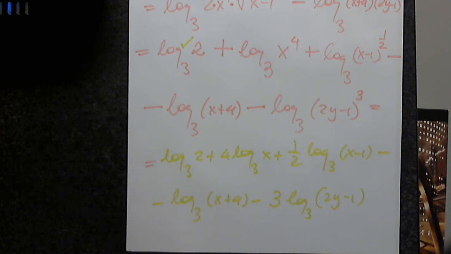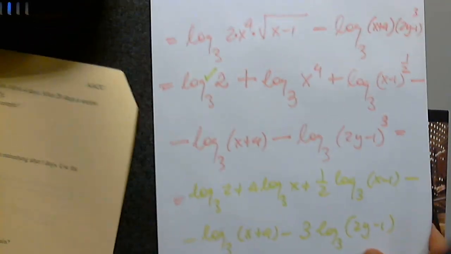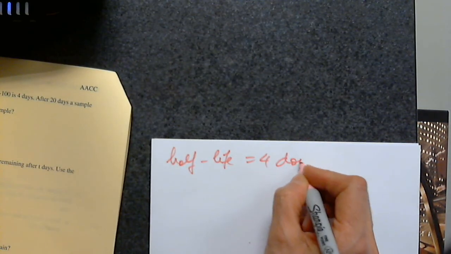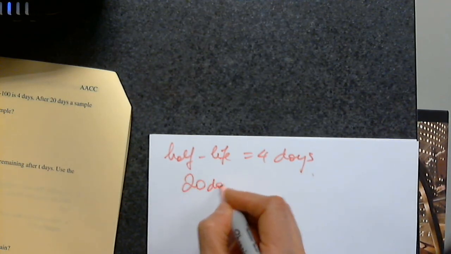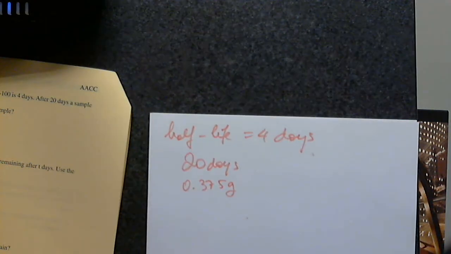Let's do 7. The half-life of palladium 100 is 4 days. So the half-life is 4 days. After 20 days, a sample has been reduced to a mass of 0.375 grams. What was the initial mass of the sample?